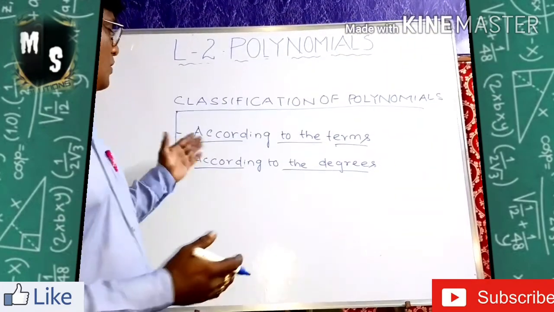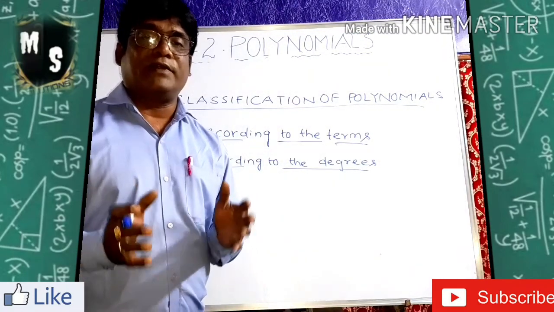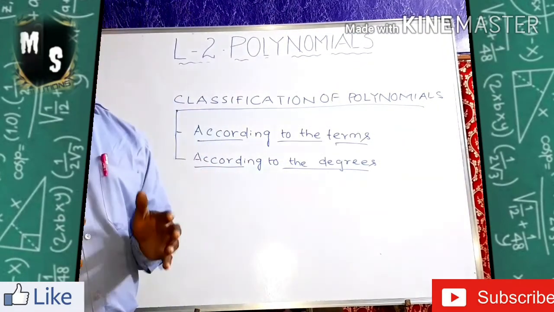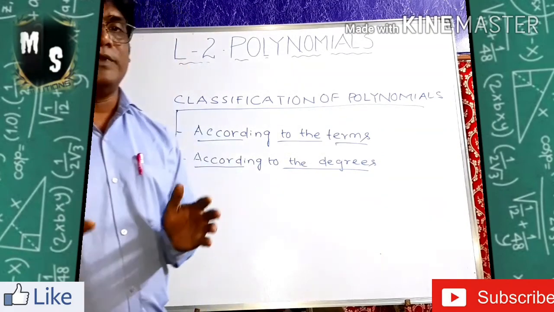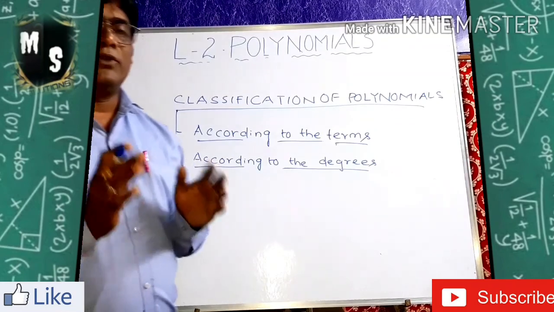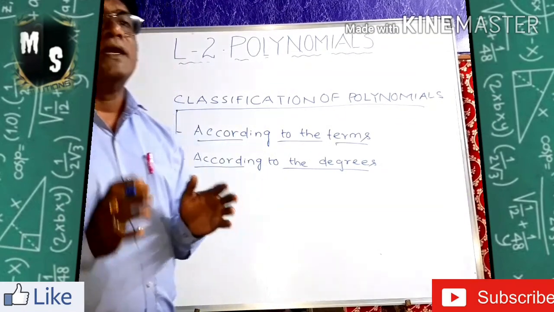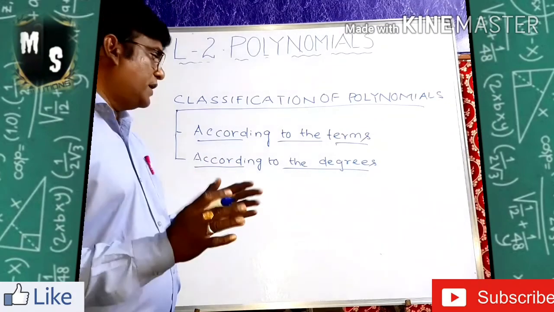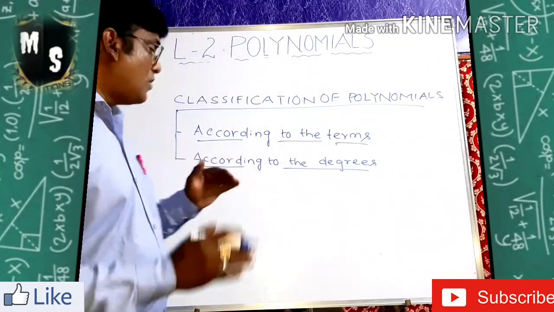Now we are going to the next part. I already explained to you about classification according to the terms. According to the terms, polynomials are divided into monomials, binomials, trinomials. But after binomials, you call them polynomials, because after two terms they can be called polynomials. So what is a polynomial? They have many terms in them. Okay, so those are the expressions. Now come to the point.